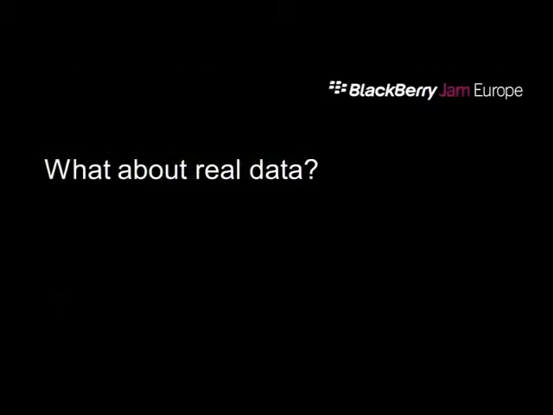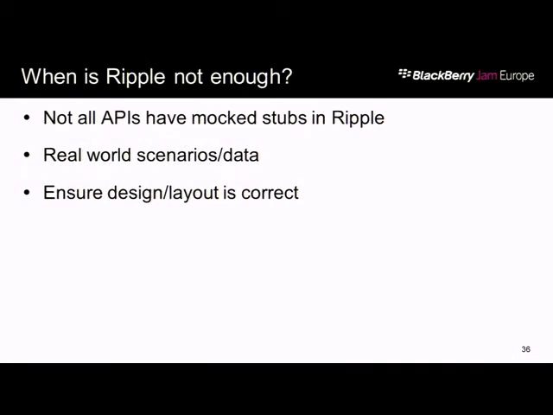Yeah. So at this point, we've talked about Ripple and the fact that you're debugging within a Google Chrome extension. It's mocked data. So this is not what you would typically find in the real world. So at some point, you want to figure out, okay, where are the limitations? Where do I end? When do I need to start going into a simulator or a device?